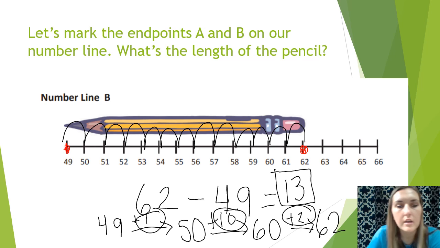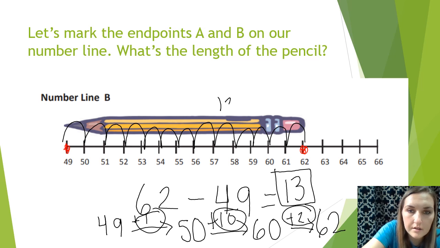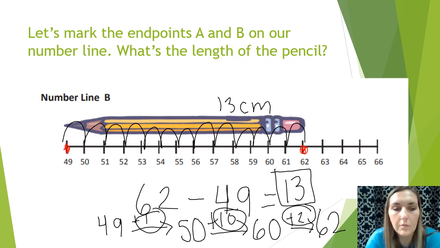Yeah, I did. So when I counted on the number line from 49 to 62, I got 13, and we'll say this is a centimeter ruler. And when I use the arrow way to solve 62 minus 49, I also got 13. So I think the length of the pencil is 13 centimeters. I used my endpoints and found the difference for the length.